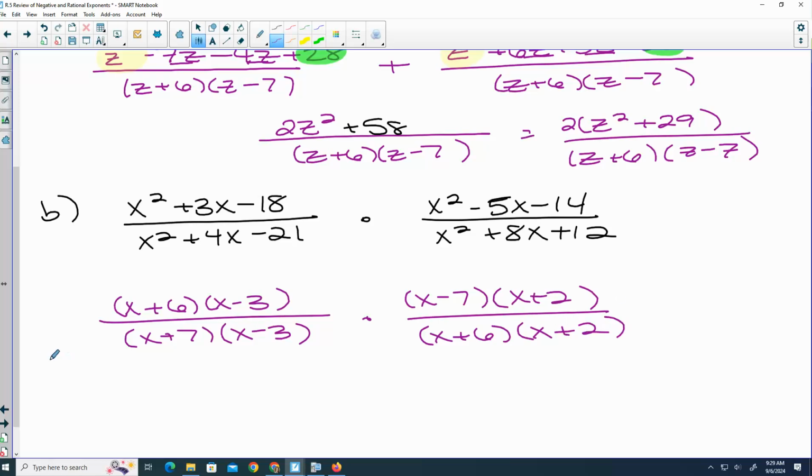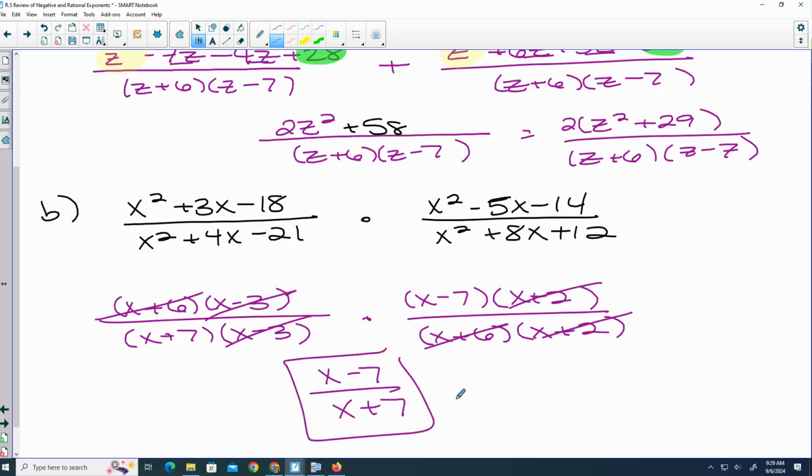So now we are looking for anything that's the same on top and bottom. So I can cancel the +6, the -3s, the x plus 2s, and all I'm left with is x minus 7 over x plus 7. You can't reduce anymore because those are both 2 terms, so we are done.